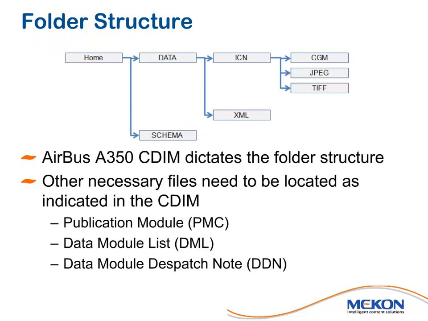So what do we mean by a correct folder structure? The A350 CDIM dictates the folder structure. So you can see the folder structure in the graphic here. And each of the folders must have in it what is expected to be in there. So the publication module needs to be located in there. So does the data module list and the data module dispatch note. They all need to be located in the right place according to the CDIM before this application will work.